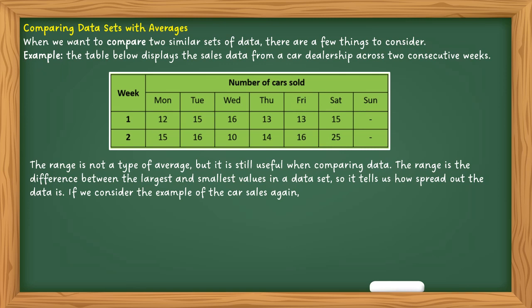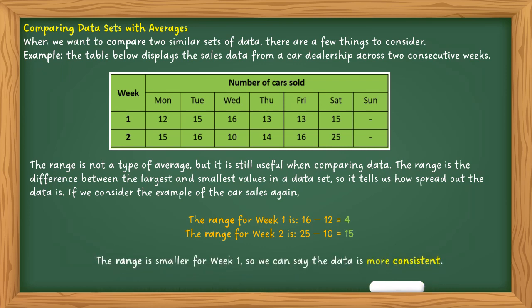If we consider the example of the car sales again, you can see there that in week 1, it has a range of 4. So 16 minus 12 is 4. And in the second week, you can see the range goes from 25 down to 10. So therefore, the range is smaller for week 1, so we can say the data is more consistent. All right, so you can see that data there. It's fairly uniform. All right, it's fairly consistent. Okay, and in the second week, again, the data has a couple of extreme results. It's got this 10 here, and it's got this 25.